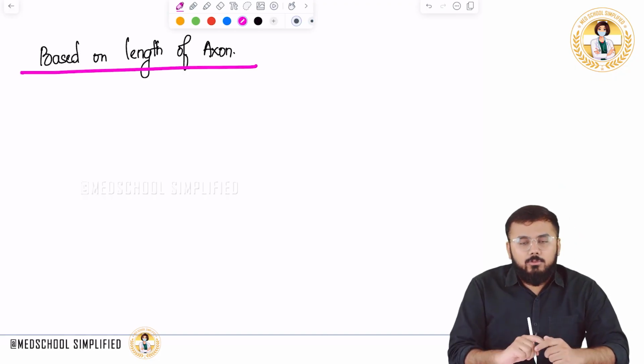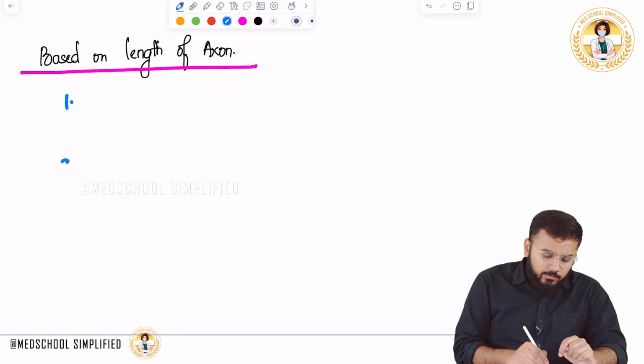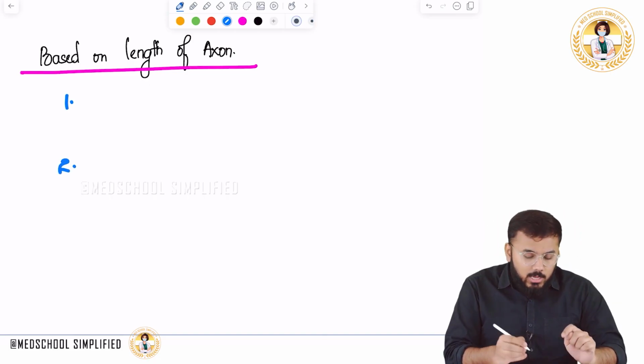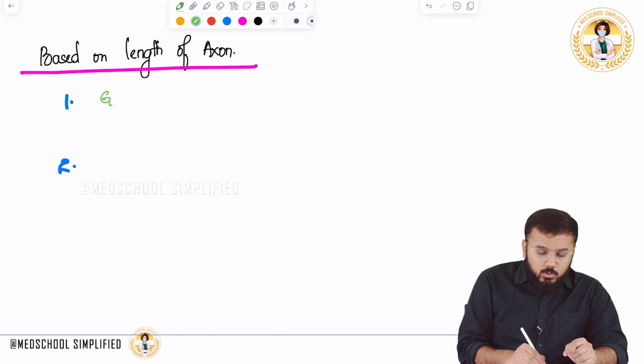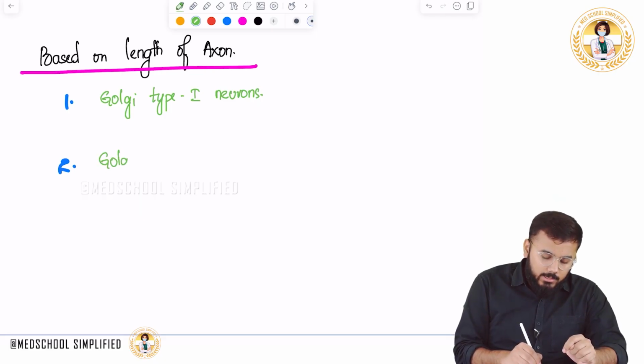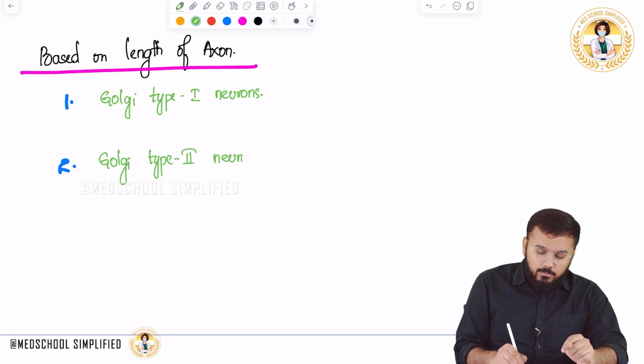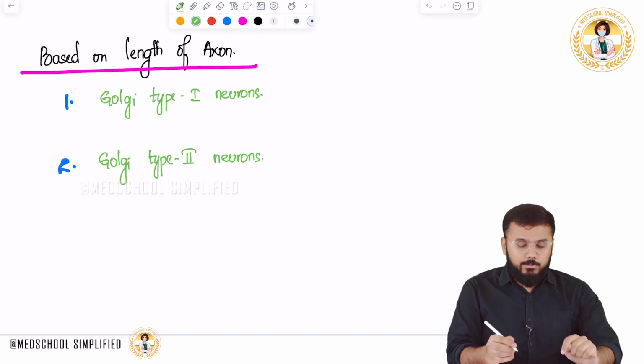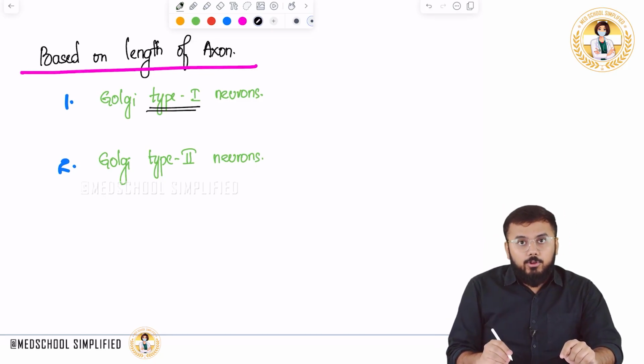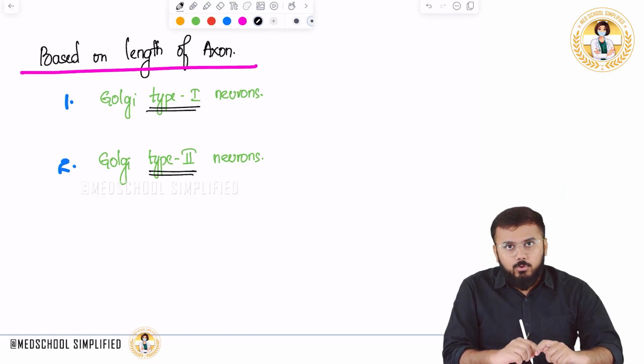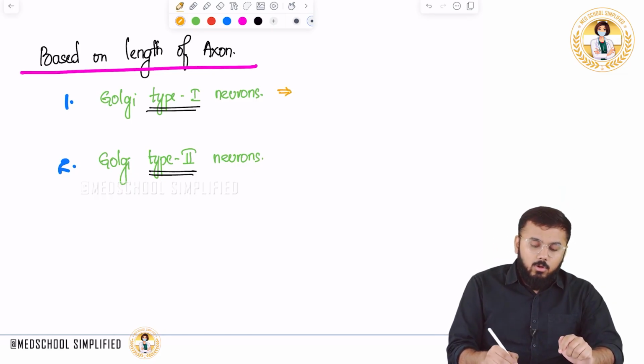Based on the length of the axon, you have two important types of neurons. One is called Golgi type 1 neurons, and the second type is the Golgi type 2 neurons. So what are the two different types of neurons? One is called the Golgi type 1 neurons, and the second is called the Golgi type 2 neurons. Golgi type 1 neurons are also called long neurons because they have very long axons.